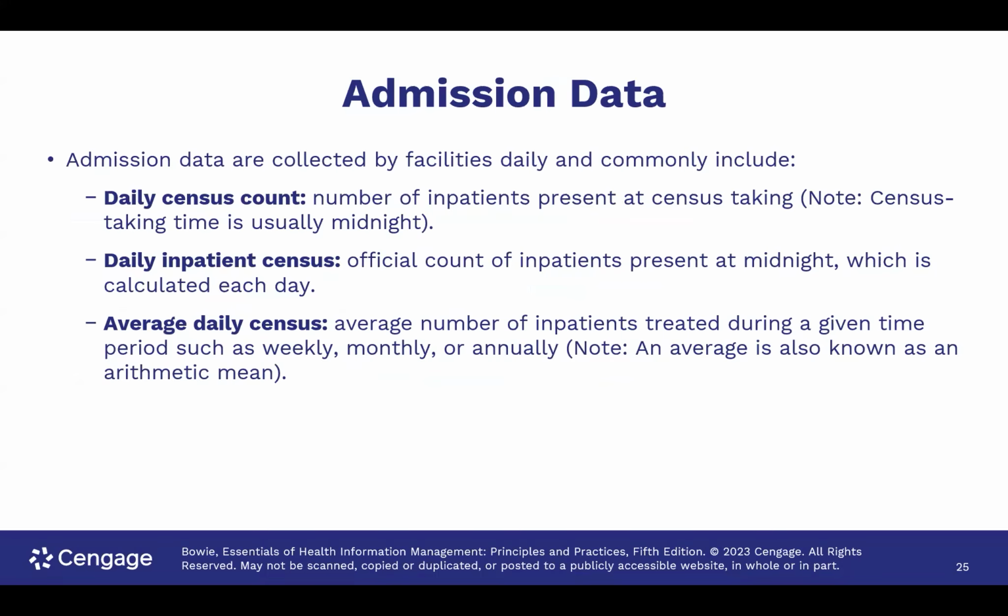And of course, admission data means how many people are admitted. These types of subcategories of admission data include things like the daily census count, the daily inpatient census, and the average daily inpatient census.